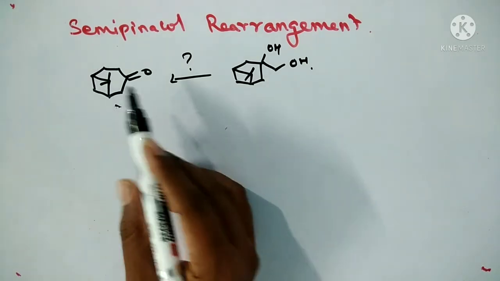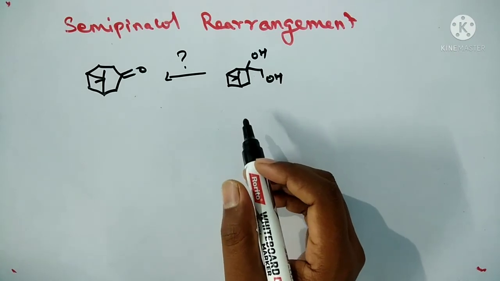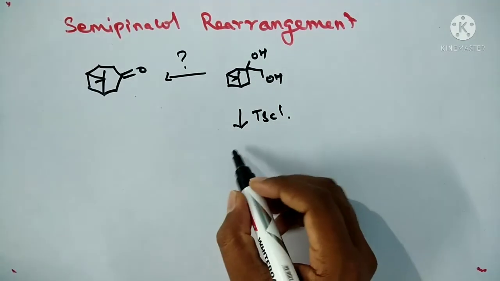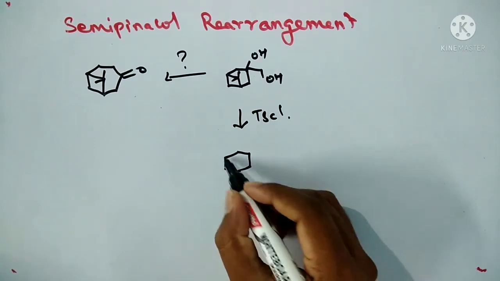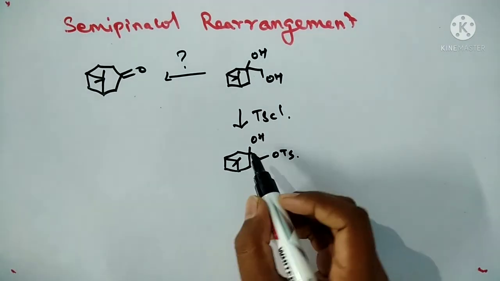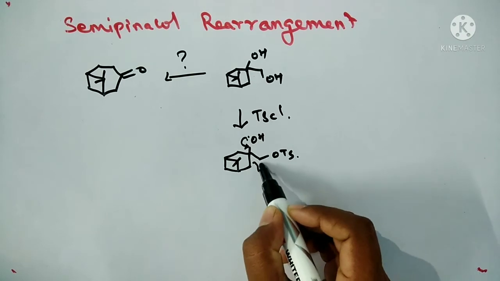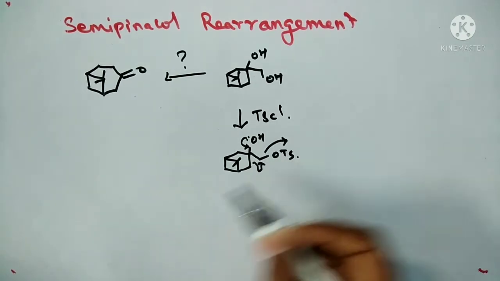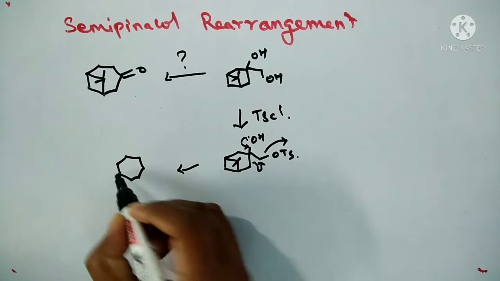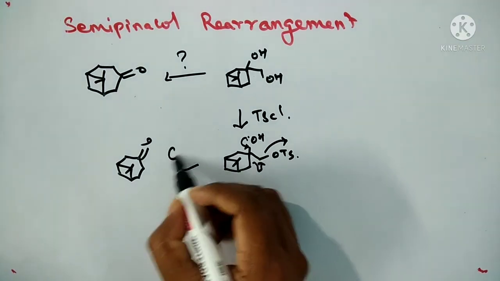But they needed a seven-membered cyclic ketone from diols. To overcome this problem, they used selective tosylation of the primary alcohol. So what you will get is a hydroxyl and O-tosyl. This hydroxyl group pushes the migrating group, and at the same time the tosylate leaves. So what you will get is the ring expanded product, in the basic media.